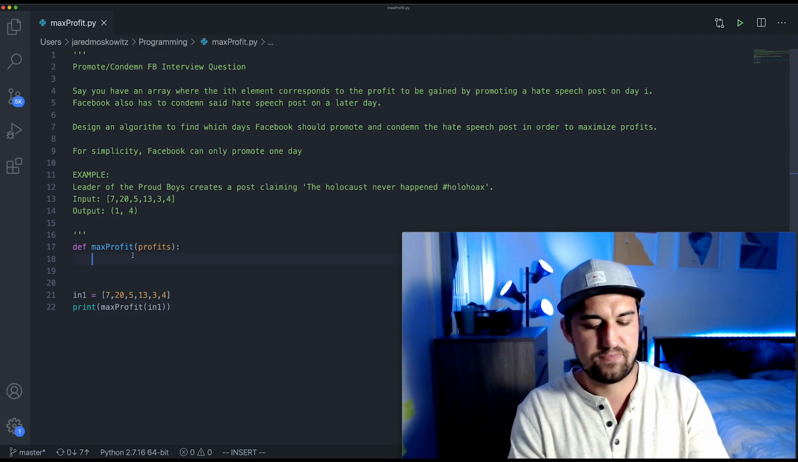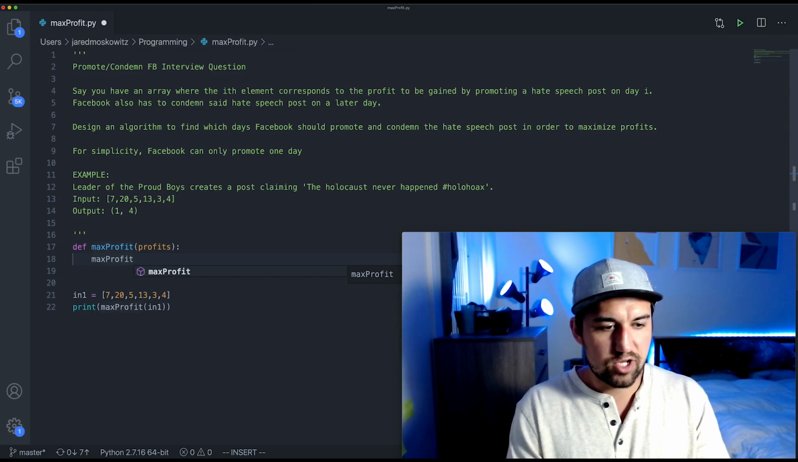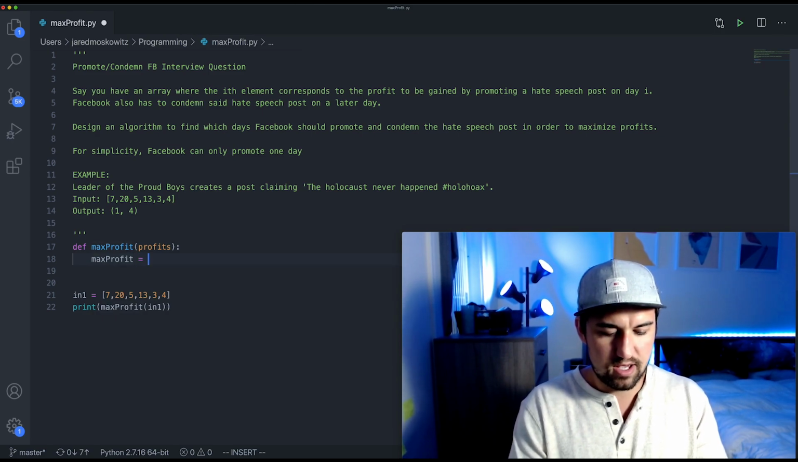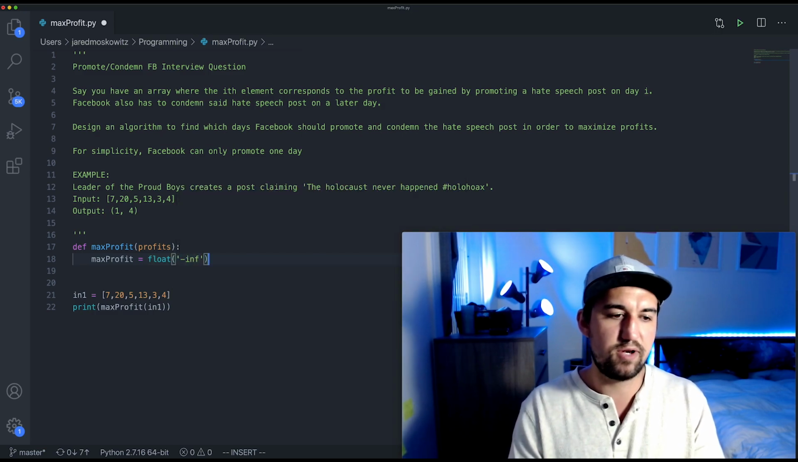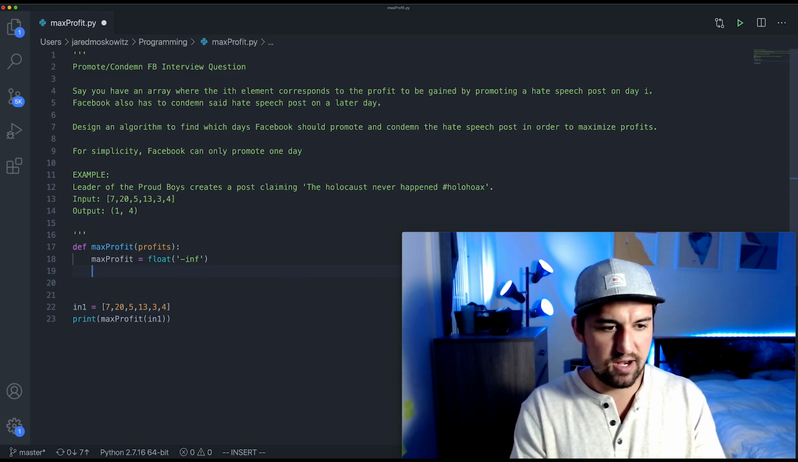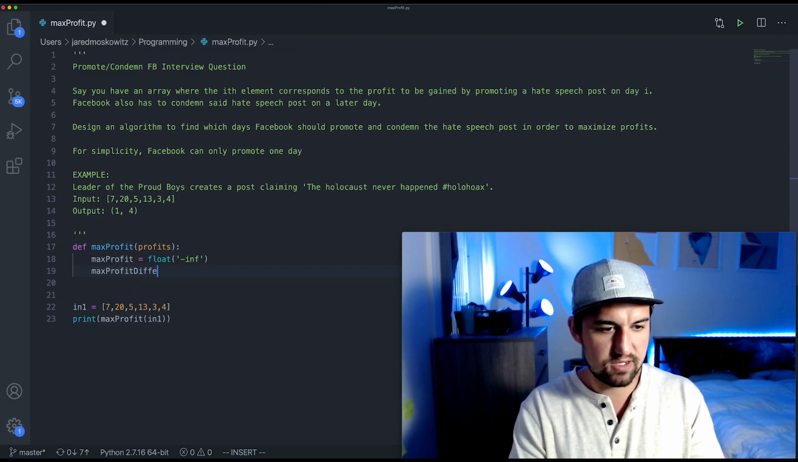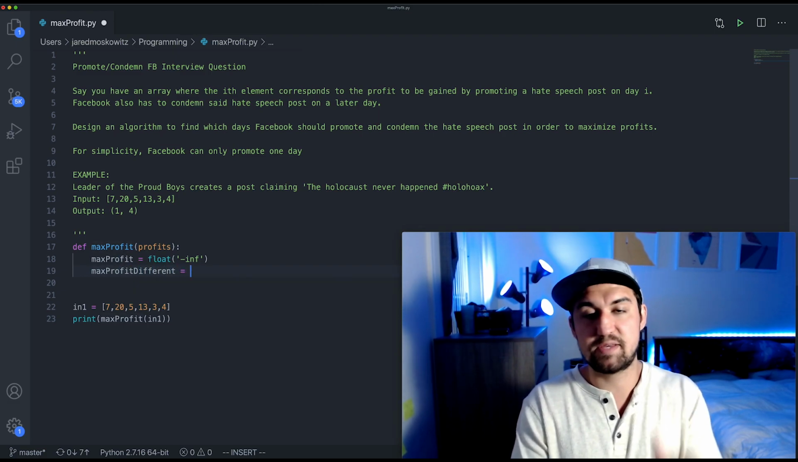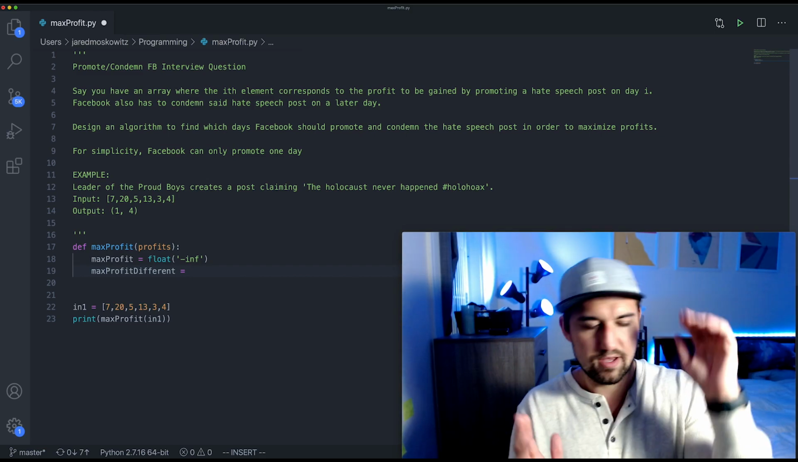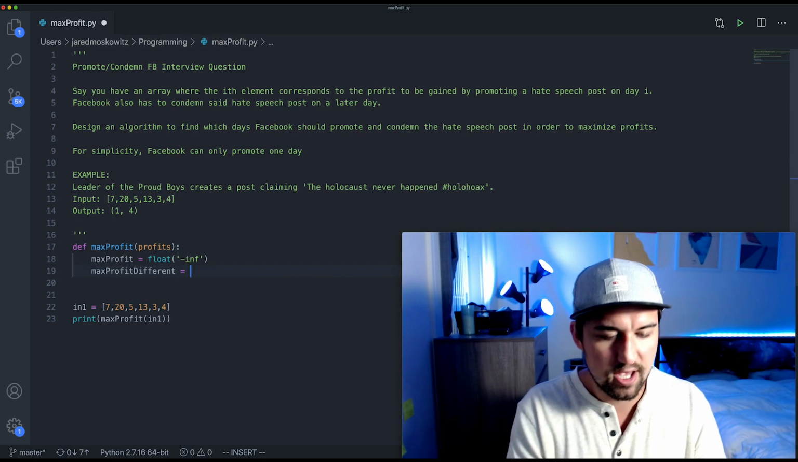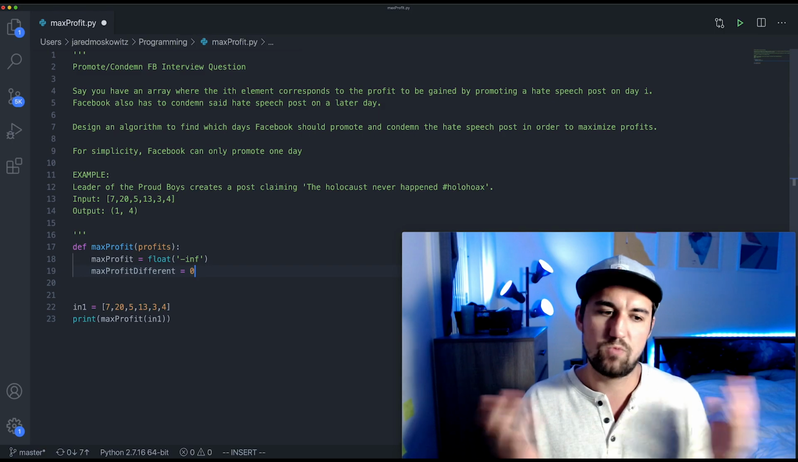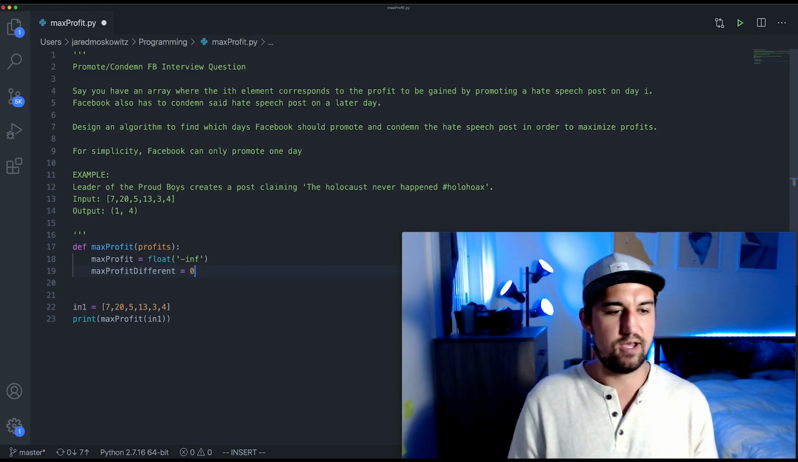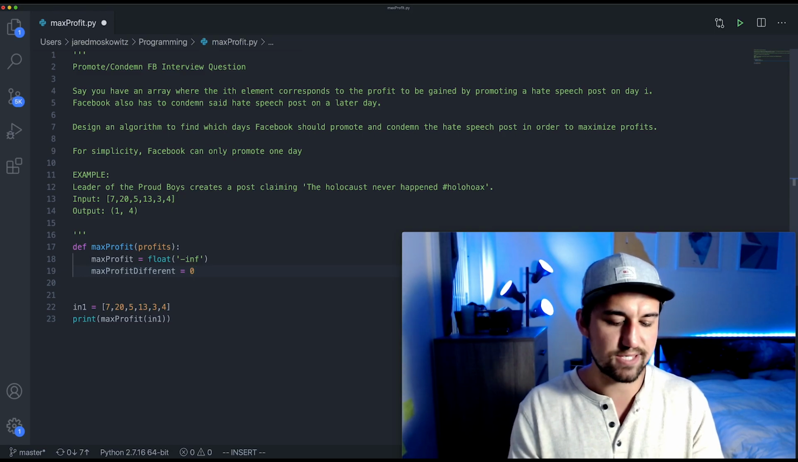So let's get started. Max profit, we're just going to start with some variables. When it's a max, you want to get the smallest possible number, so negative infinity, max profit, and then max profit difference. So max profit is a profit for a single day, and max profit difference is over whatever time period. That is going to be equal to 0, which means we can't profit anyway. We don't condemn or we don't promote, whatever. It's not really Facebook style, but that's just what the solution would be in that case.